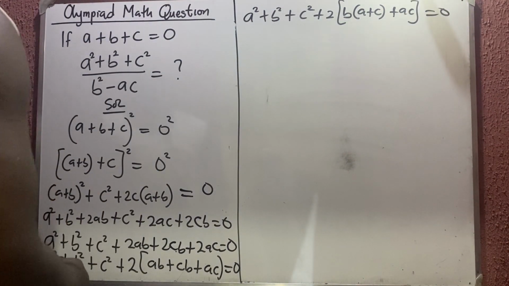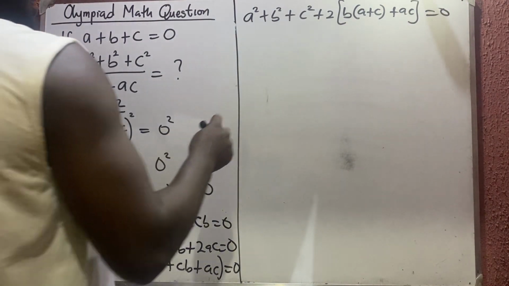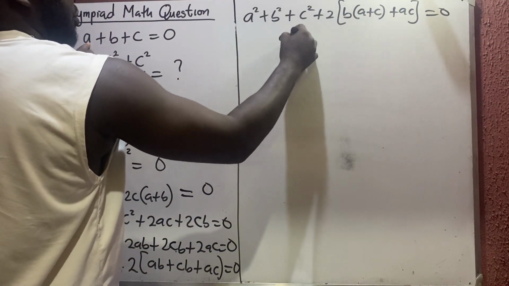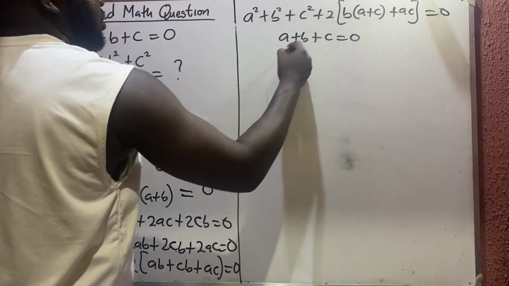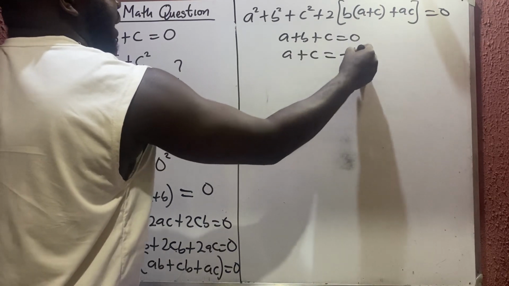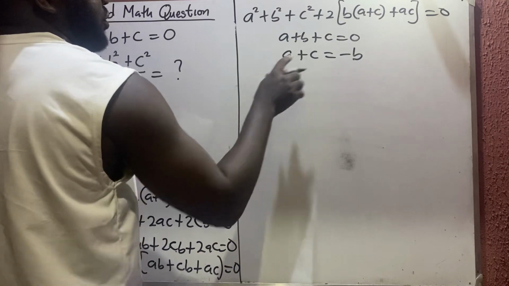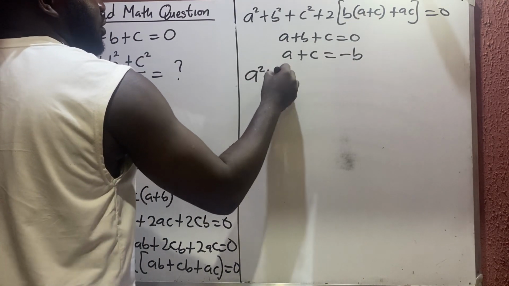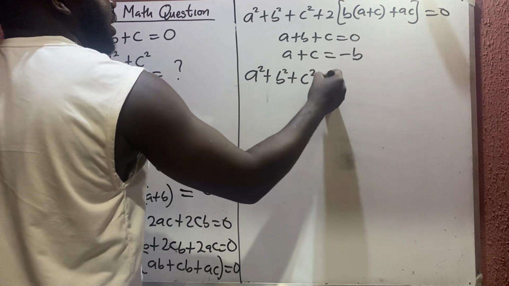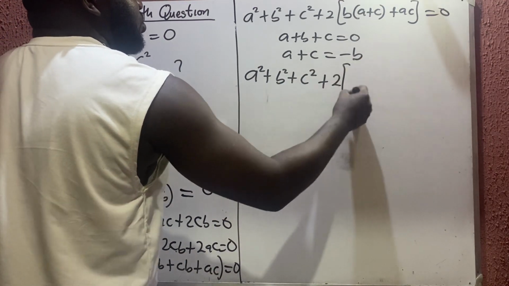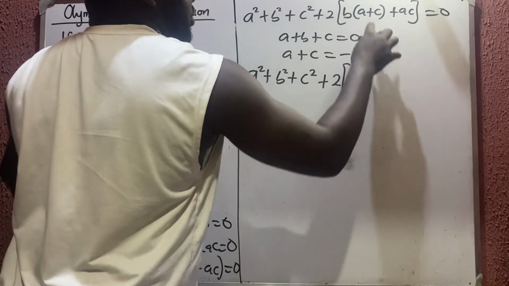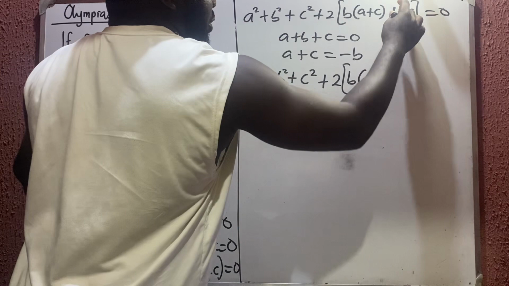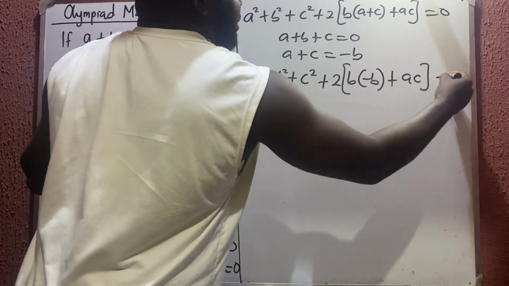Now having this, let us see. AC should mean something. From here, I know that a plus b plus c is equal to 0, so a plus c is equal to minus b, right? So let me put it here. Anywhere I see a plus c, I can put minus b. So I am having a squared plus b squared plus c squared plus 2 into b in bracket, and instead of writing a plus c, I will write minus b and close. Then plus ac I have here is equal to 0.